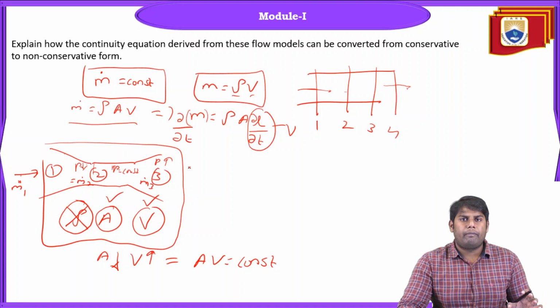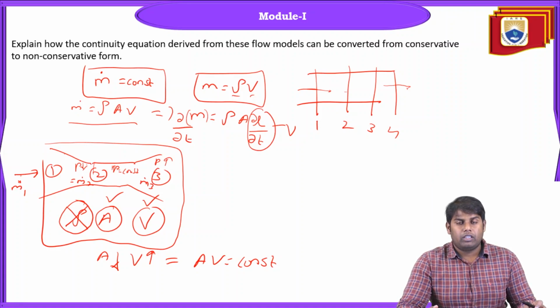So this is a small background about m dot is equal to constant. Okay, so this is what happens. Now let us see in integral form. We'll see in integral form, and then we will change into differential form.